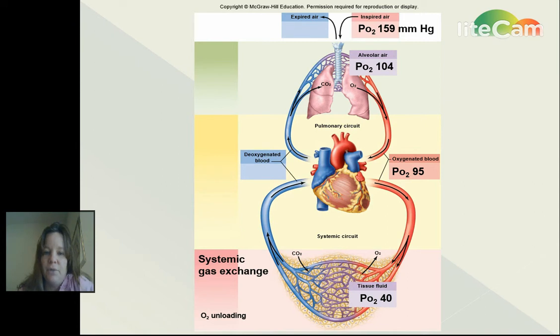And then it hits the tissue fluid. And when it hits the tissue fluid, it encounters an environment with a PO2, a partial pressure of oxygen, of 40 millimeters of mercury. And so oxygen will move along its partial pressure gradient from higher to lower partial pressure. So it'll move from the bloodstream, with a partial pressure of 95 millimeters of mercury, and into the tissue with a partial pressure of 40 millimeters of mercury. That gas is then transported back to the heart, and it's going to be pumped back to the lungs, and the air you breathe out has a partial pressure of oxygen of 116 millimeters of mercury.